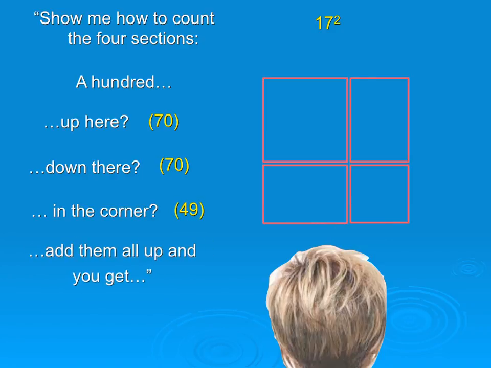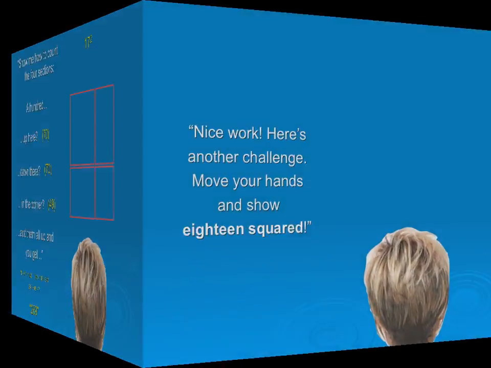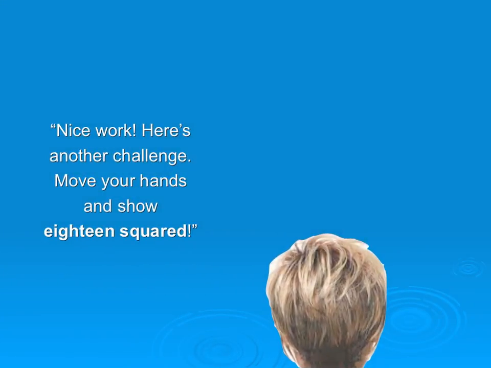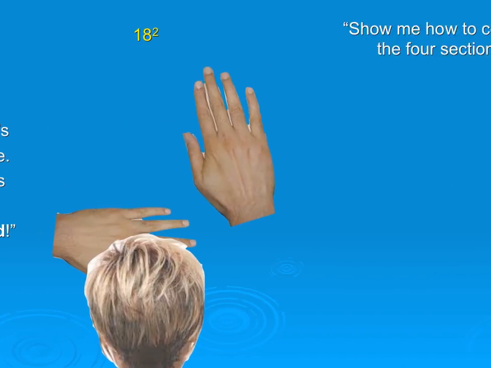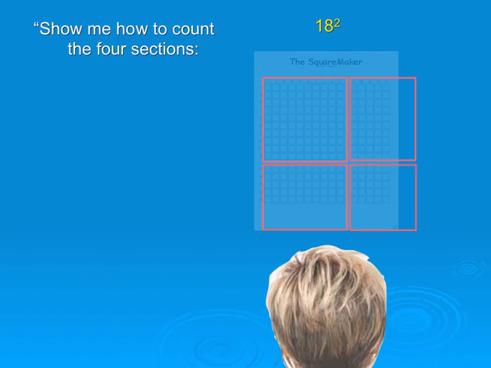Okay, now add them all up and you get, let's see, 70 plus 70 is 140, plus 100 is 240. 240 plus 49, 289, that's it. Okay, here's another challenge. Move your hands and show 18 squared. Think about the 4 different areas. Show me how to count the 4 sections.